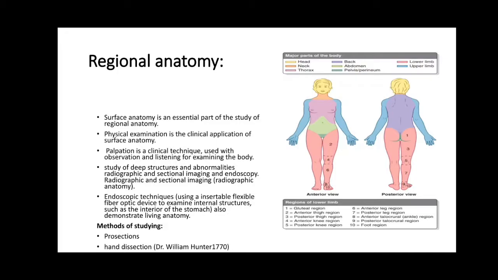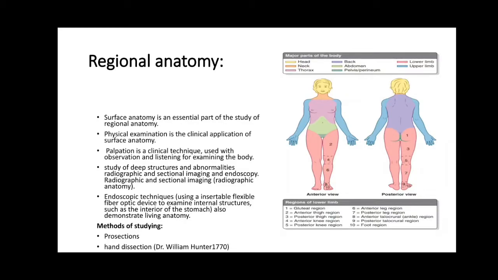Regional study of deeper structures and abnormalities in a living person is now possible by means of radiographic and sectional imaging and endoscopy. As I mentioned earlier, the development of new imaging techniques. So, and what is endoscopy? It might be your field of study, it might not be, but just to provide a brief introduction or brief review about what endoscopic techniques are, they are done using an insertable flexible fiber optic device to examine the internal structures such as the interior of the stomach, also to demonstrate the living anatomy.